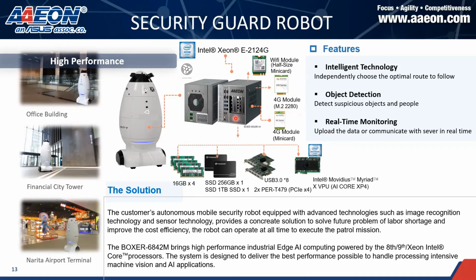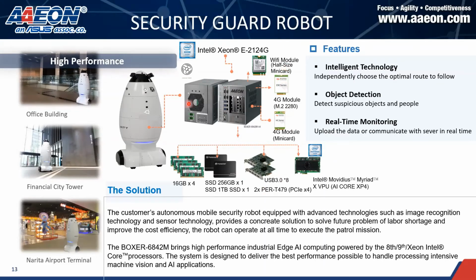So as I mentioned previously, the Boxer 6842N comes with 1 full-size mini card, 1 half-size mini card, and the other is M.2 2280. So they install 1 4G module on the M.2 2280, the other 4G module on the full-size mini card, and the half-size mini card they use for the Wi-Fi module.